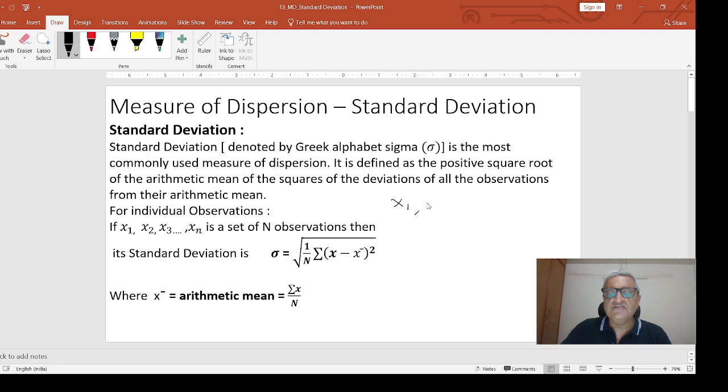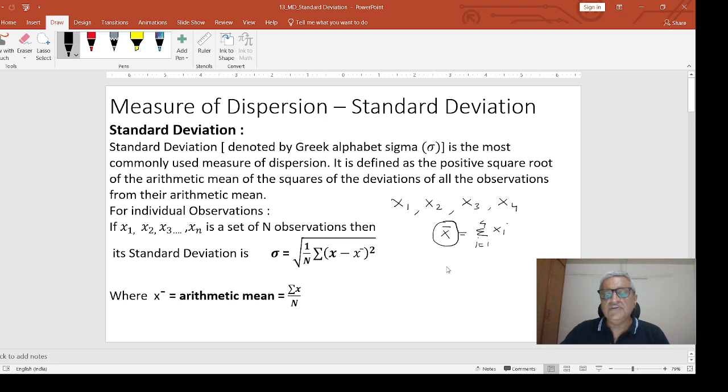So if, say, for example, there are four observations, x1, x2, x3, x4, then what is x bar? X bar is nothing but the arithmetic mean of these four observations, and that is calculated as sigma i equals 1 to 4 of x i. So this is my x bar.